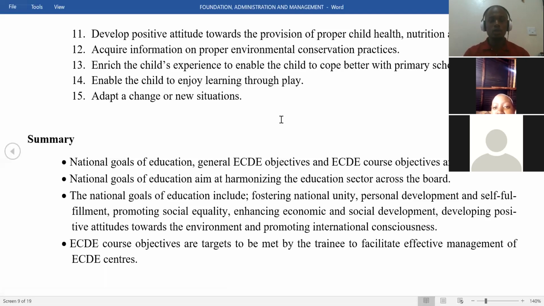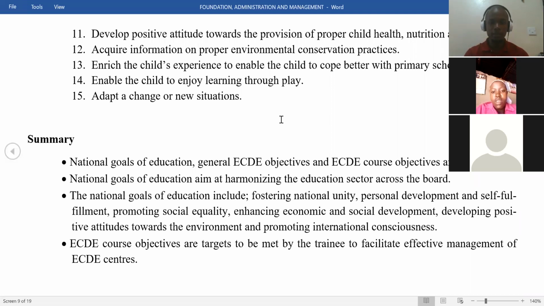Okay. So enrich the child's experience to enable the child to cope better with primary school life. We have primary school life, for example, writing, reading, playing, going for break. They should know they sit down until break time. So these are some of the things we are instilling in children. Number 14.